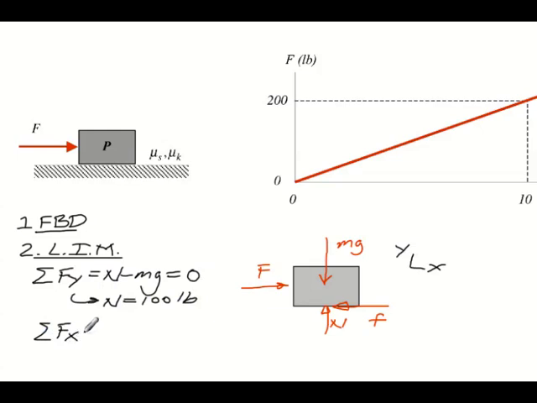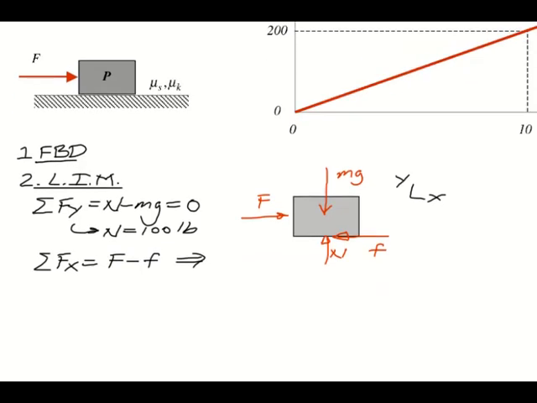What we're going to use in the linear impulse momentum equation is the summation of forces in x. That's the applied force F minus the friction force. And therefore, if we integrate that in time, that gives us the change in momentum for the block. So m times v2 minus v1, it starts out from rest, so v1 is 0.